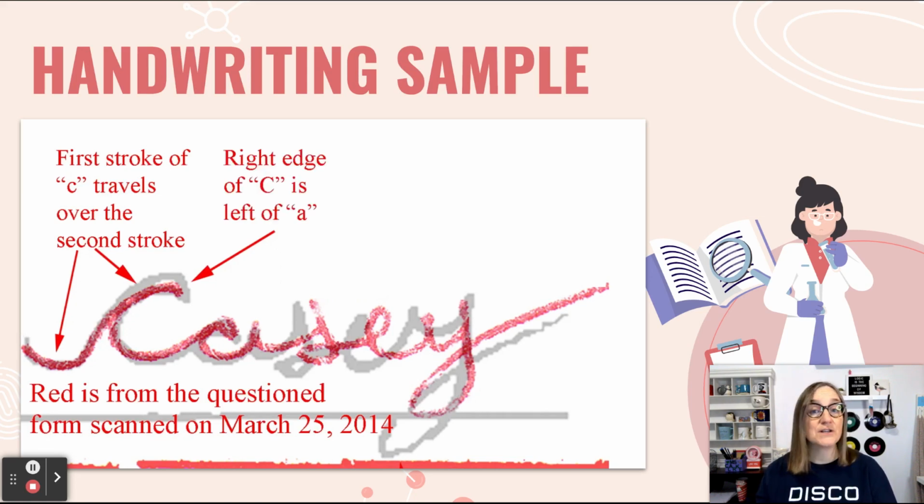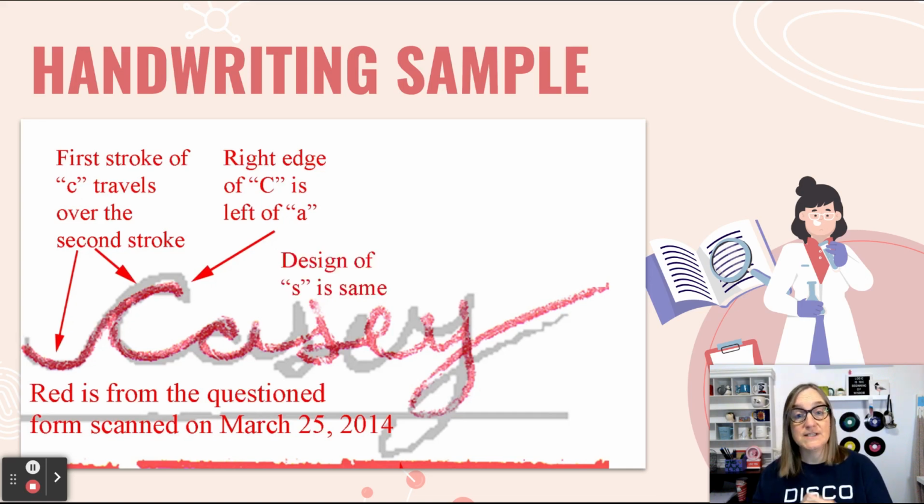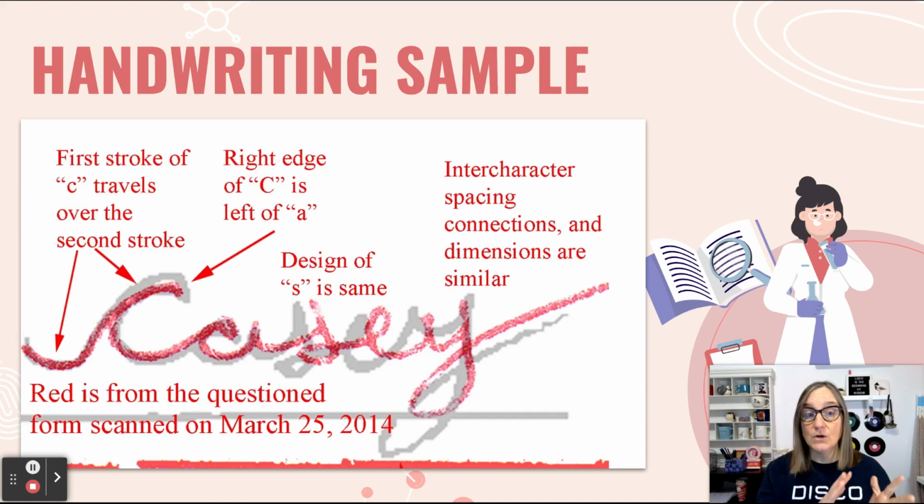Next, we see that the right edge of the letter C ends to the left of the letter A, so there's a larger space between those letters. The third thing we notice is the way the letter S is formed. It's the same in both the red and the gray samples, and it's a somewhat uncommon way to see this letter written. And finally, the spacing between all the characters, the connections, and the size of the letters are all very similar. Based on this evidence, what do you think we can infer? Well, I think we are safe to infer that the two Caseys were written by the same person.